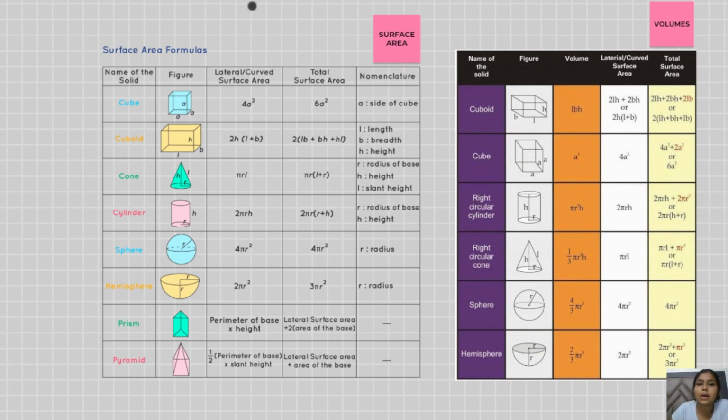Starting with the next slide, basically this slide involves certain formulas. These are the formulas I have discussed in class 9th also. They are the same formulas. In class 9th we discussed cube, cuboid, cone, cylinder, sphere, hemisphere.